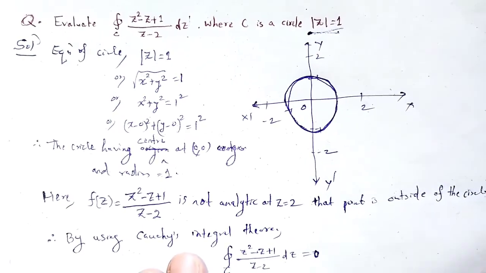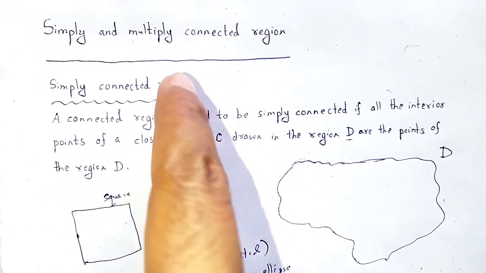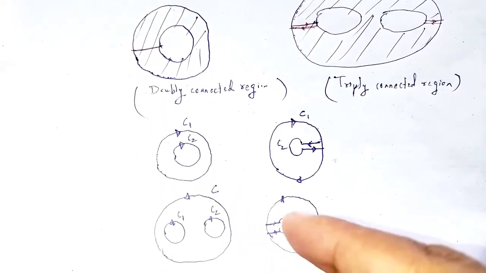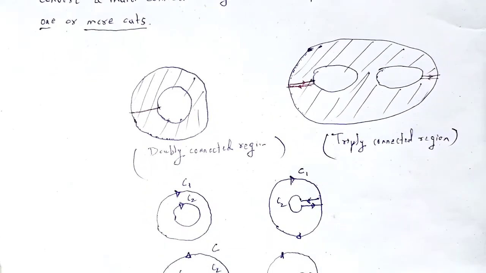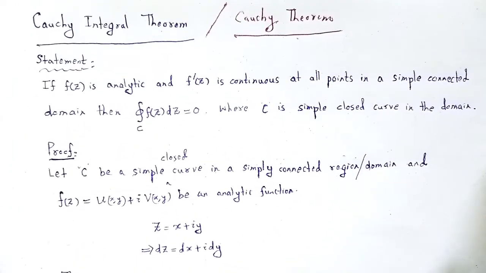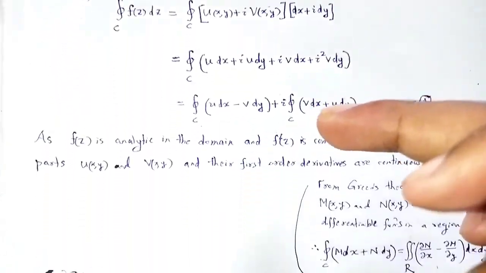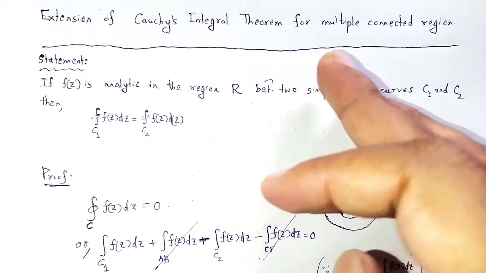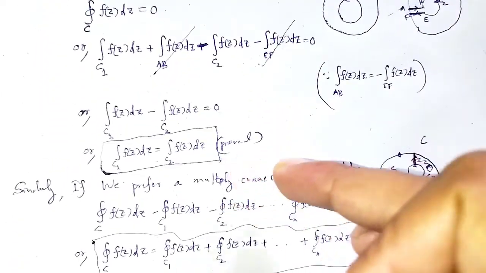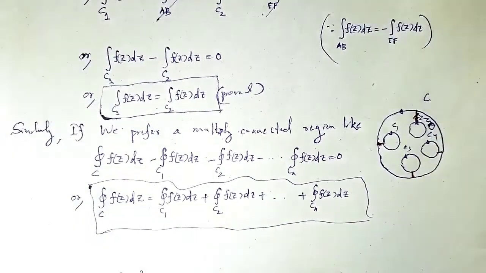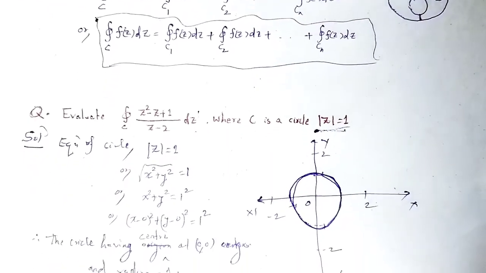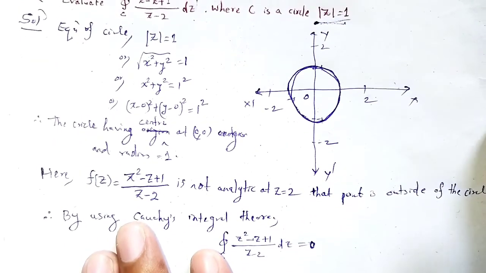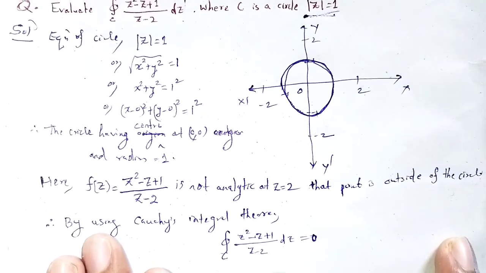With the help of this video lecture, you understand the idea of simple and multiple connected regions, and how to convert a multiple connected region into a simply connected region by taking some cross cuts. Cauchy's integral theorem, the statement and proof of Cauchy's theorem, and we extended Cauchy's theorem to multiple connected regions, and by applying Cauchy's integral theorem we solved a complex integral. So, with these useful and informative notes, let me wind up this session. Thank you.